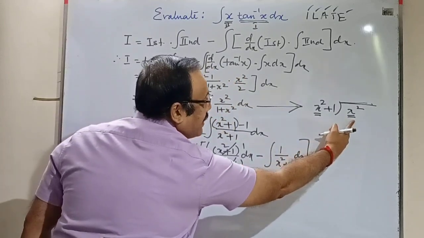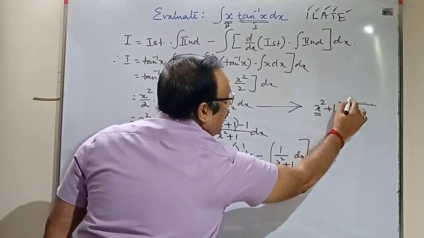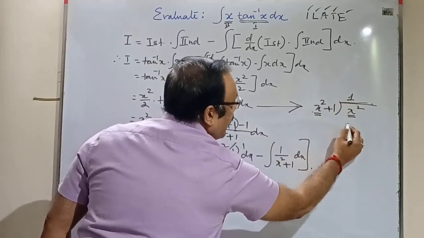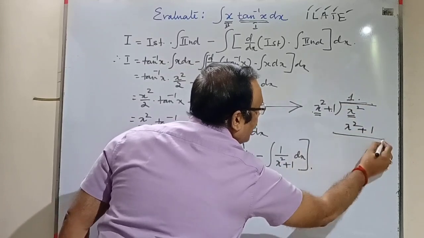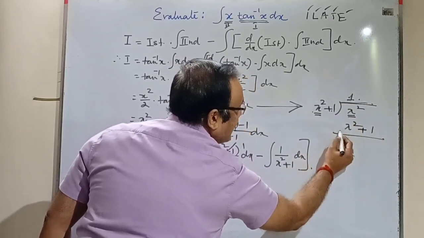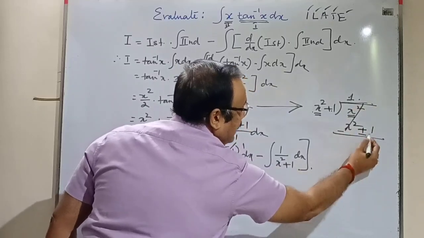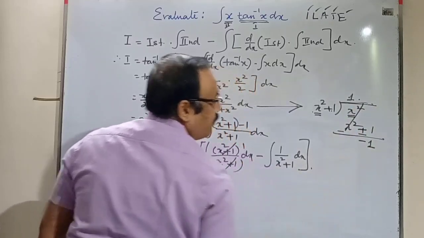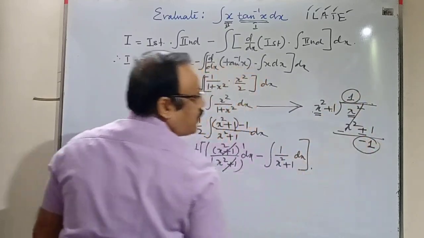How can I get x square? What should I multiply with x square so that I get x square? I can multiply 1. So 1 into x square gives me x square, and 1 into 1 gives me plus 1. Both are the same sign, so to cancel it we'll change the sign. This becomes minus, this becomes minus, and x square cancels. So minus 1 comes as the remainder. So 1 is the quotient and minus 1 is the remainder.